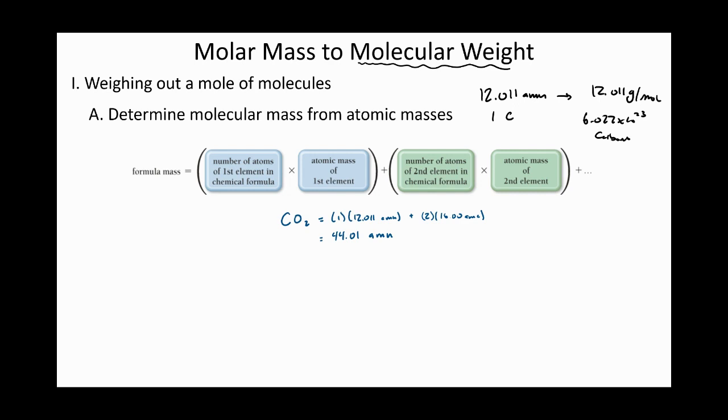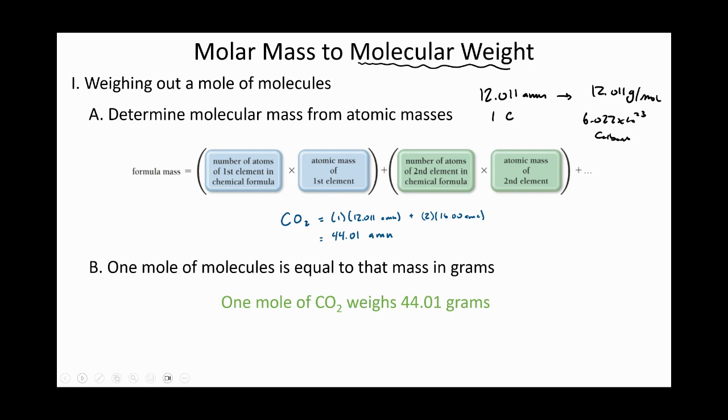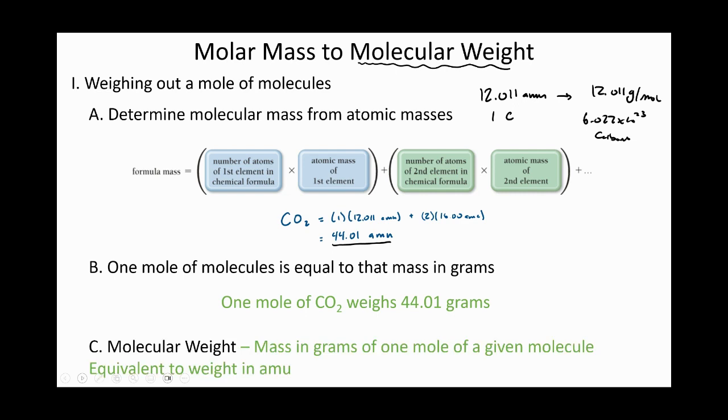So we can do the same thing for our formula units and our molecular compounds. And so for 1 mole of molecules, we're going to say its mass is equal to that mass in grams relative to its weight in atomic mass units. And so 1 mole of CO2, which initially we said weighs 44.01 AMU, it weighs 44.01 grams. And so we'll define the term that talks about this weight in grams of a molecule or an ionic compound as either the molecular weight or the formula weight.